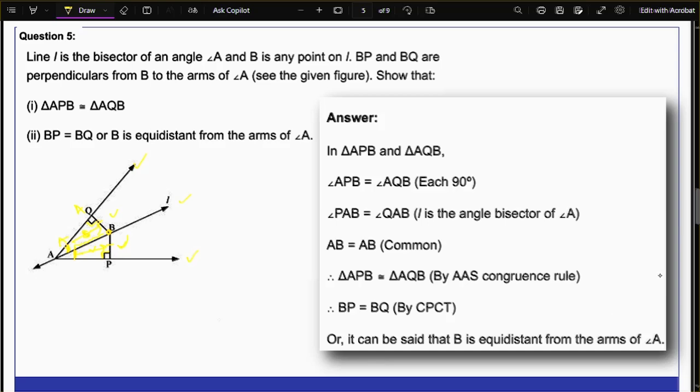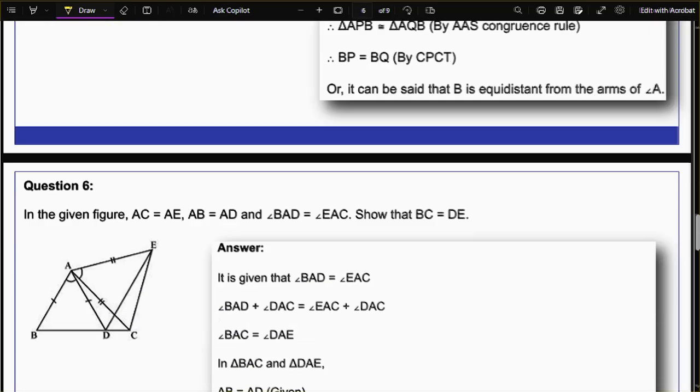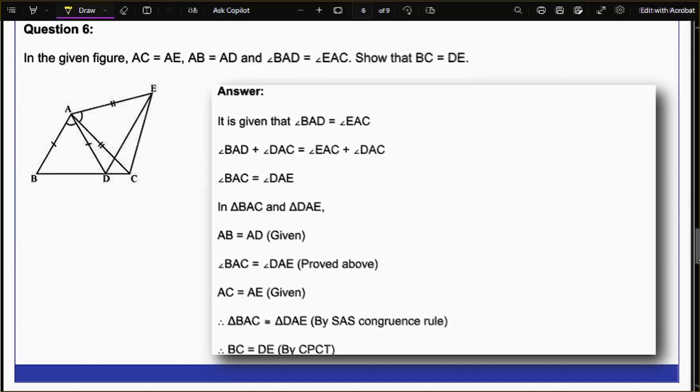So this is about question number 5. Now come to question number 6. It says that we have a figure ABCDE, where AC equals AE, and AD equals AB. And also it is given that angle BAD equals angle EAC.